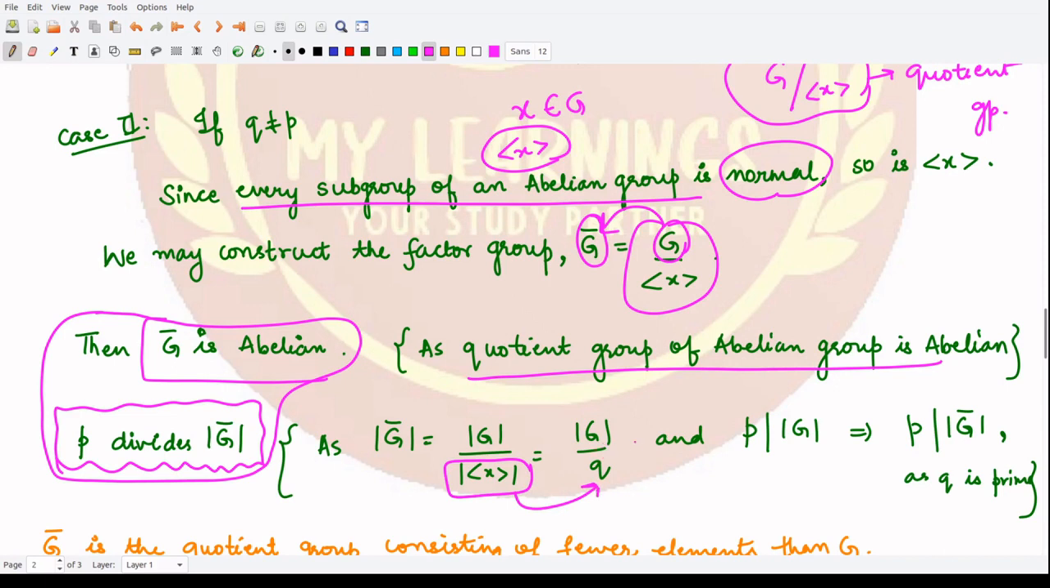Because P divides the order of the group G, it would definitely divide the order of group G bar. Why? Because the order of G bar is the order of G divided by Q, and Q is some prime number. So definitely P would divide this order as well. So here we have both these assumptions.